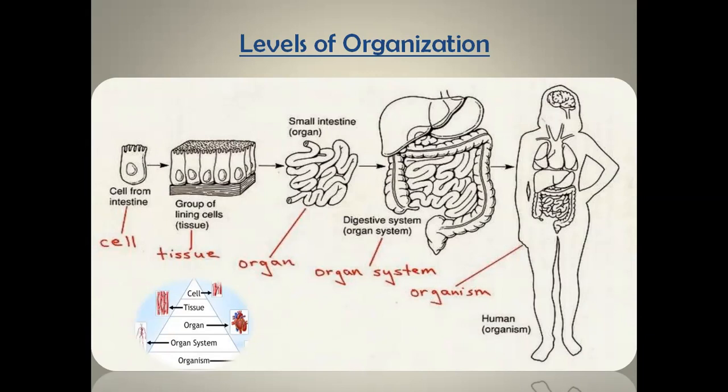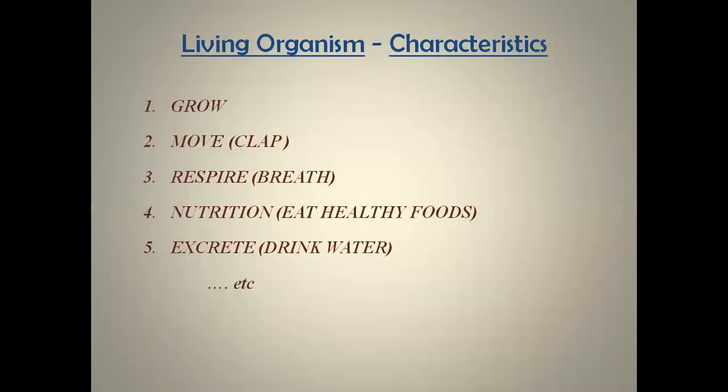And you all know that we living organisms have wonderful characters. We can grow, we can move, we can respire, we can eat food, we can excrete, we can reproduce, and there are many other things which we can do. So these are the basic things that are just mentioned here. This is what helps us in developing as an organism.